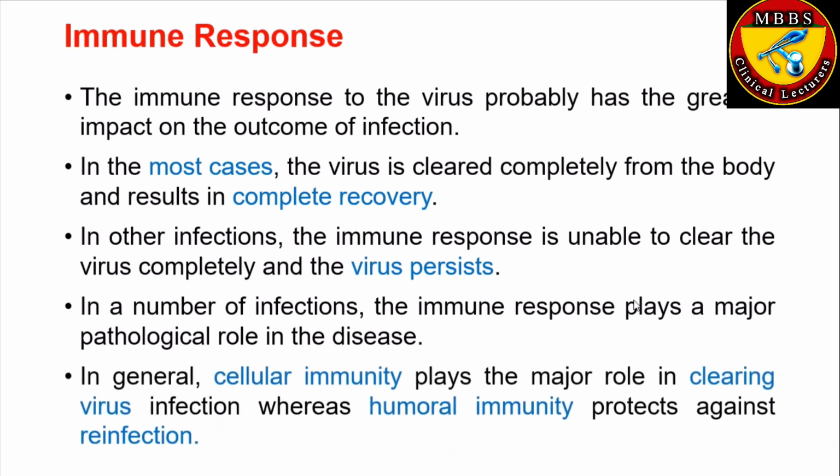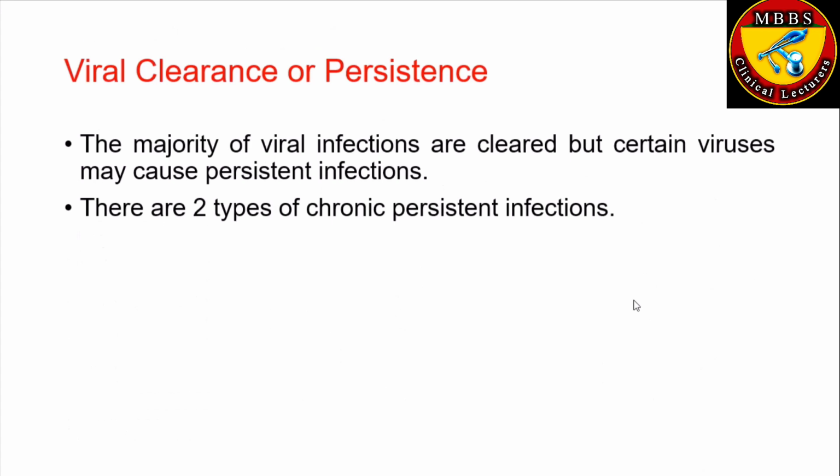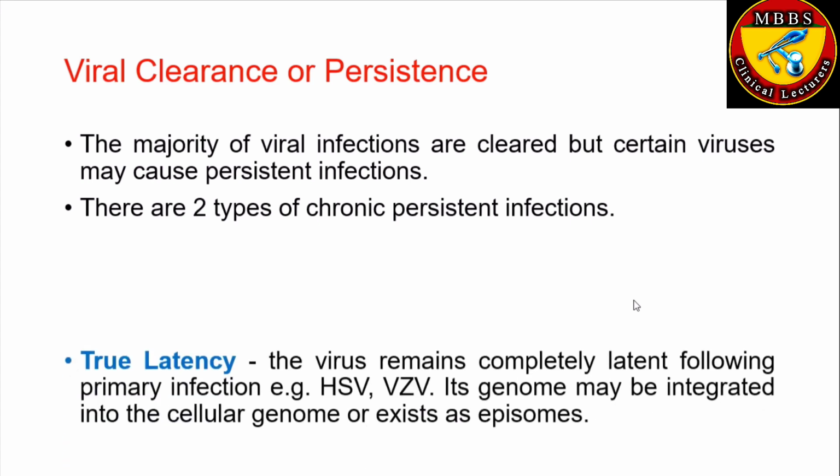In general, cellular immunity plays the major role in clearing the virus infection, whereas humoral immunity protects against reinfection. Then comes viral clearance or persistence. The majority of viral infections are cleared, but certain viruses may cause persistent infections. There are two types of chronic persistent infections.